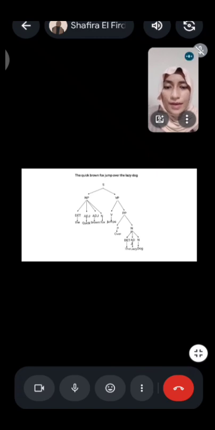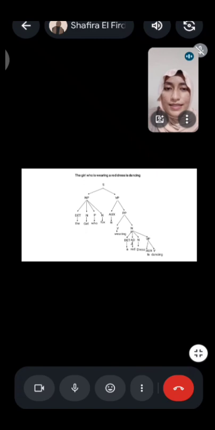Subject: noun phrase. There is determiner the, adjective quick and adjective brown, noun fox. Verb phrase, verb jumped, prepositional phrase. Preposition over, noun phrase. There is determiner the, adjective lazy, noun dog. This is the second sentence: the girl who is wearing a red dress is dancing.